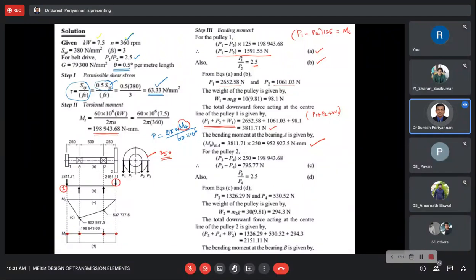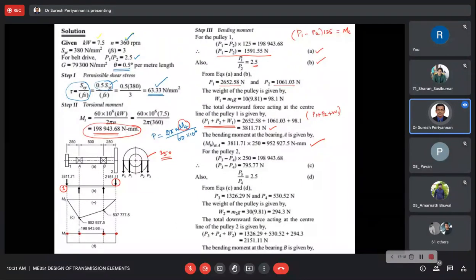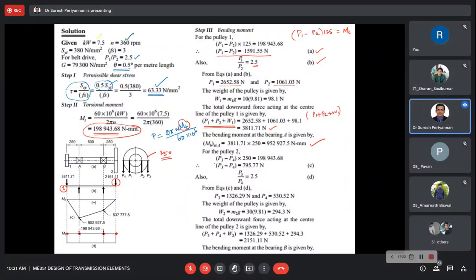Now the torque is the same. The twisting moment is the same in both cases. Both pulleys have the same twisting moment. Torque is the same. Hence MB at A. Now find out from pulley 2, P3 minus P4. Finally, P3 minus P4 is equal to 795.77 Newton. Now the ratio is given for pulley 2, tight side to slack side, 2.5.